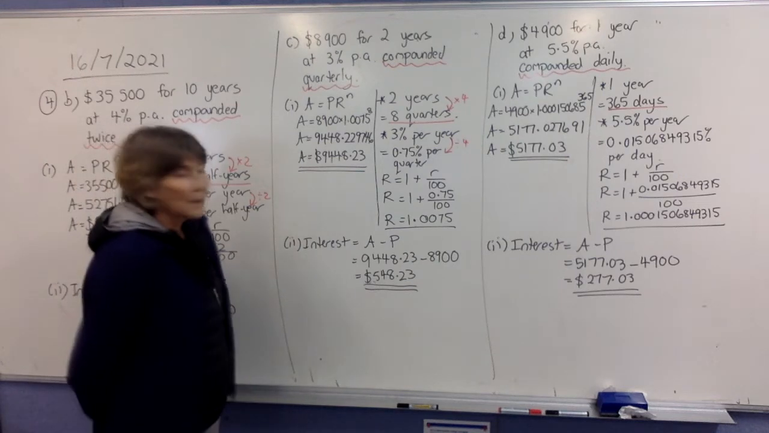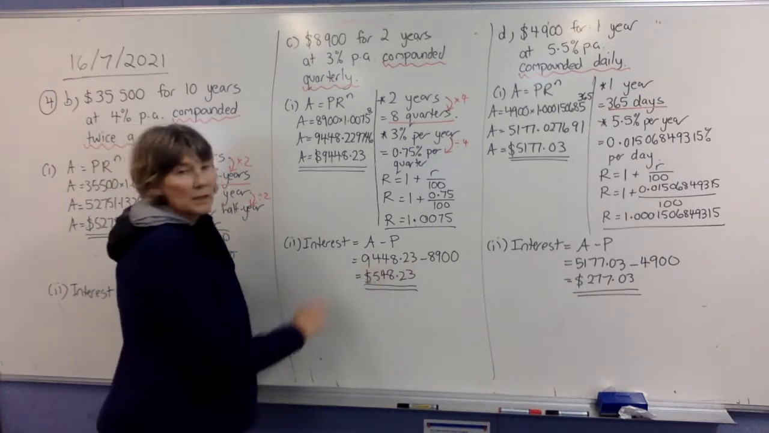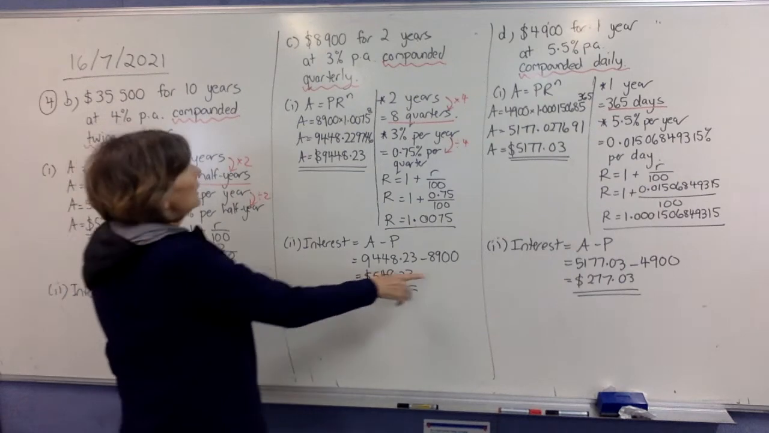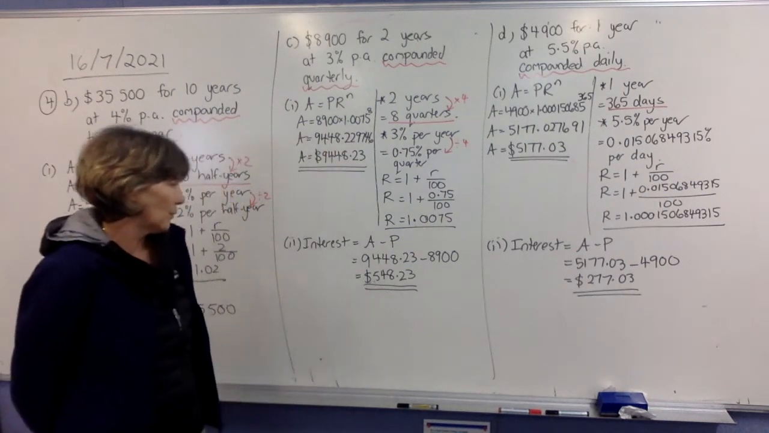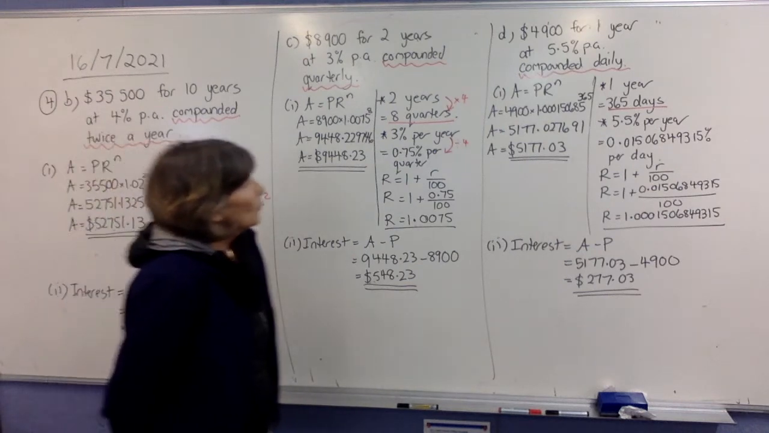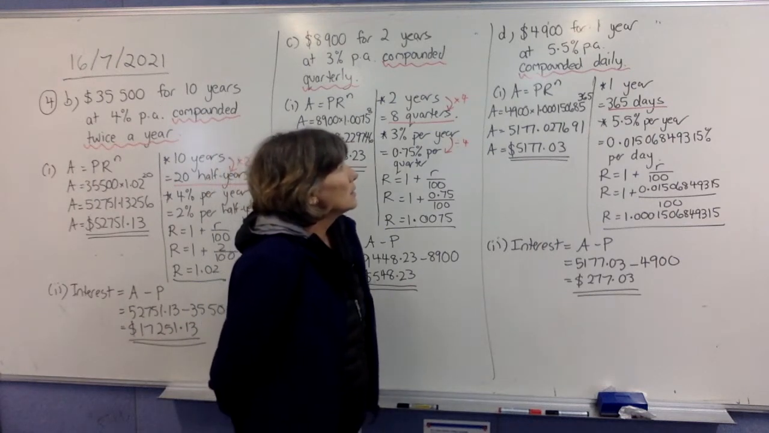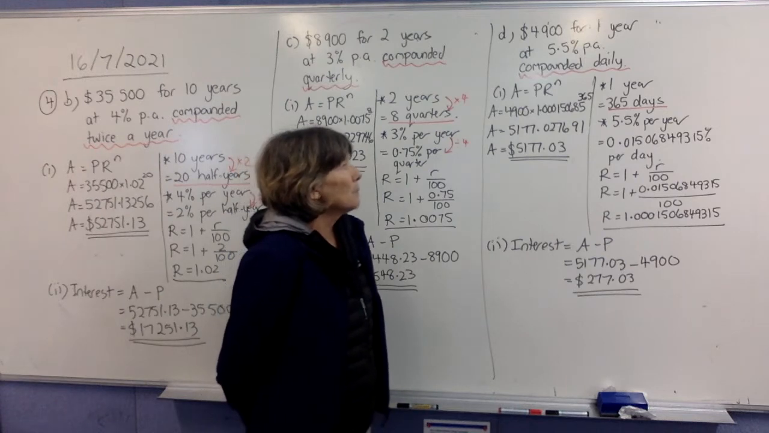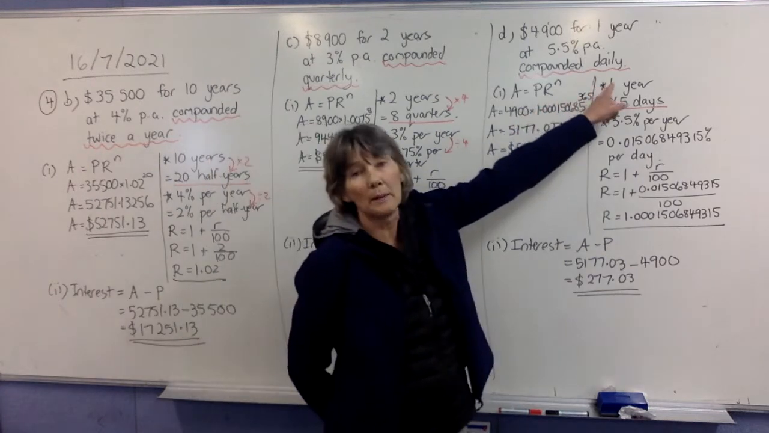$9,448.23. To work out the interest we've earned in part 2, that's the value that it's actually ended up at, the final value. Take off the original value and you've earned $548.23. And for our last one, this time we've got $4,900 invested for 1 year at 5.5% per annum, and it's compounded daily this time.